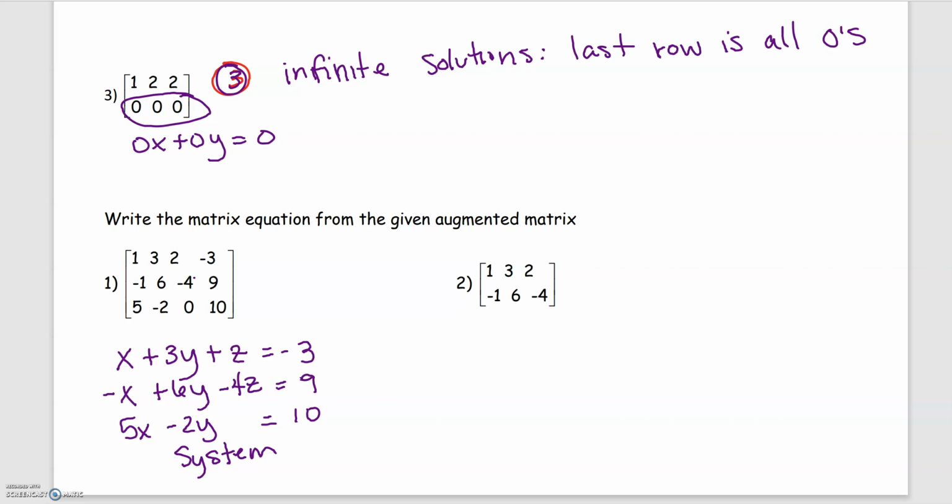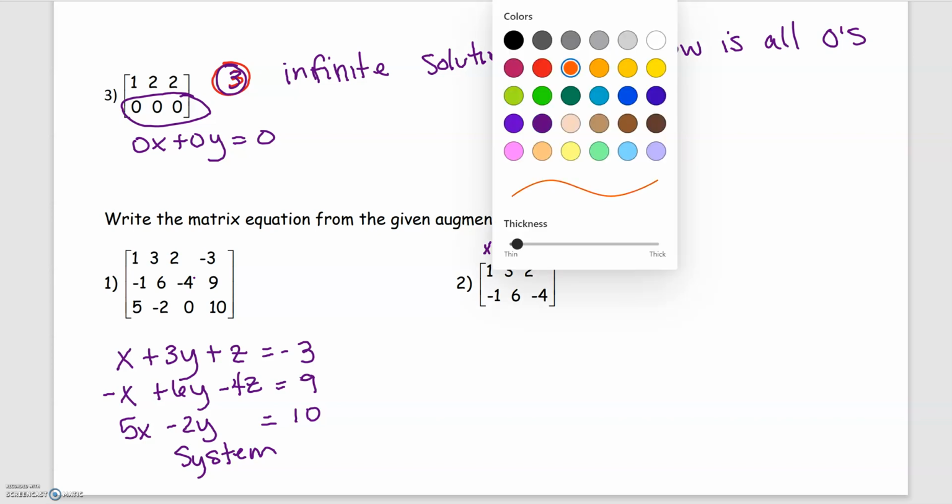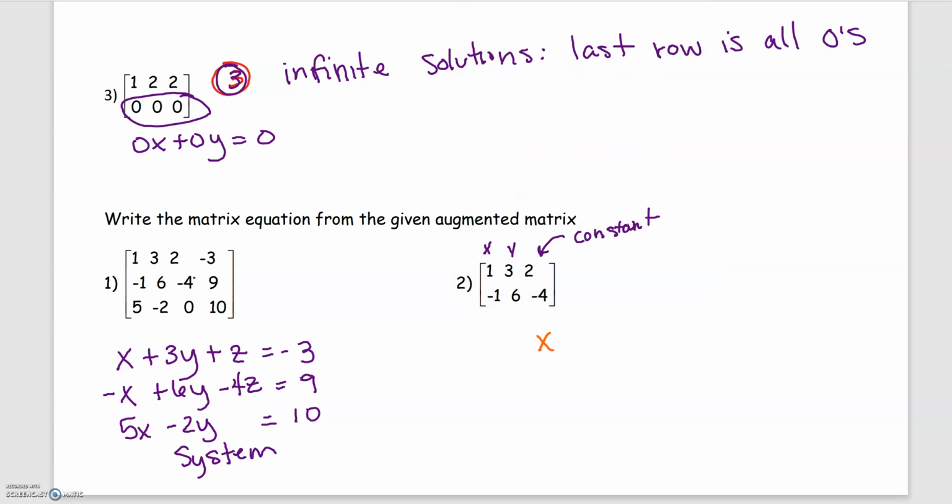So go ahead and try changing this into the system. So again, this would be your x, this would be your y, these would be your constants. Again, this is a 2 by 3. So what would those equations of the system be? And hopefully you got that.